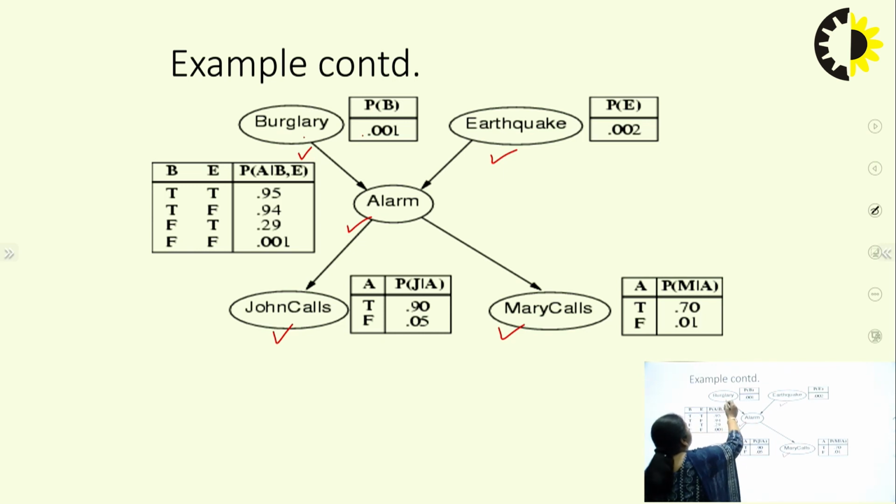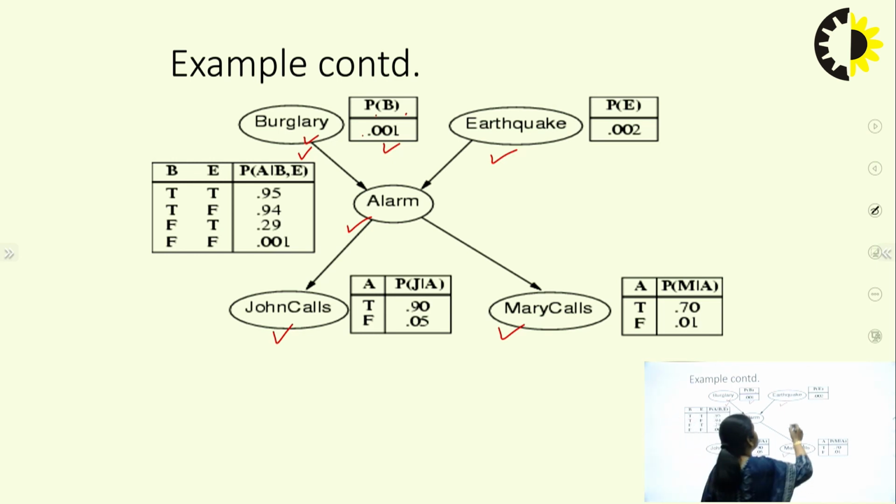So what is given for burglary? Chances of burglary, that is prior information, probability of B is 0.001. So that is the CPT for burglary. There is no parent node, so it will have a single value. Now what is this? Earthquake. Earthquake is not having any cause, so it will also have a unique value in its table.